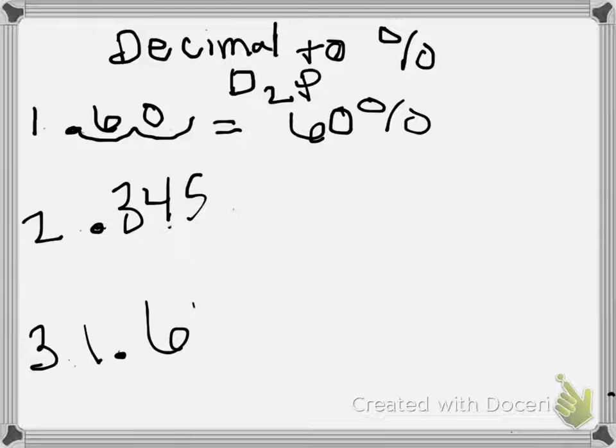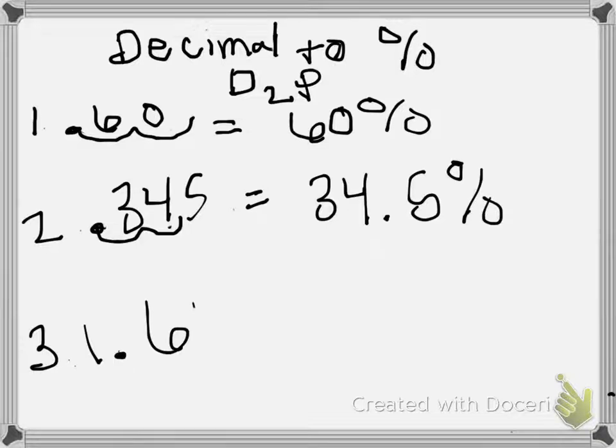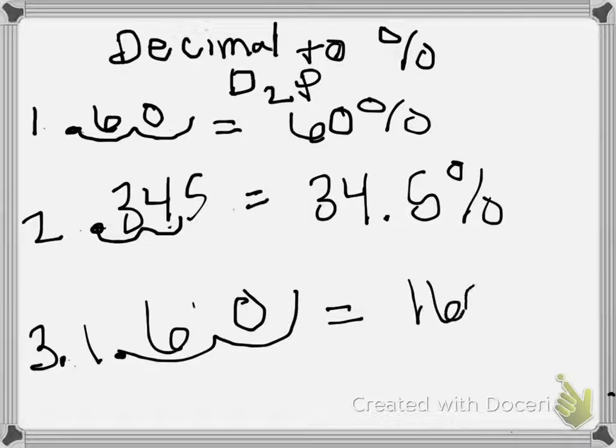Okay, now I have 0.345, and again, you want to move it over 2 places to the right. It doesn't always go at the end. People always say, well, it goes at the end. Nope. 2 places to the right, 1, 2. So now I have 34.5%. Number 3 is 1.6. 1, 2, and what goes here is a 0 because it's a placeholder. So 1.6 is 160%.